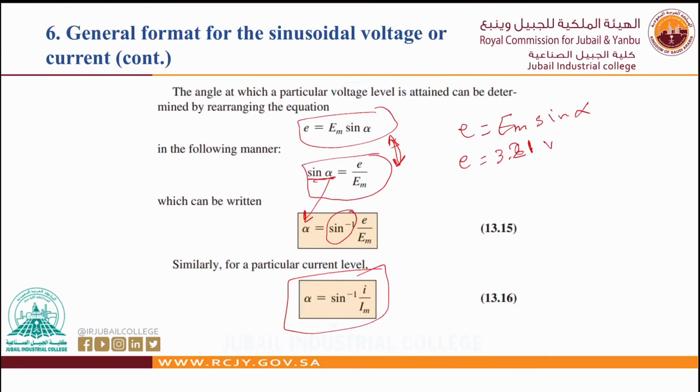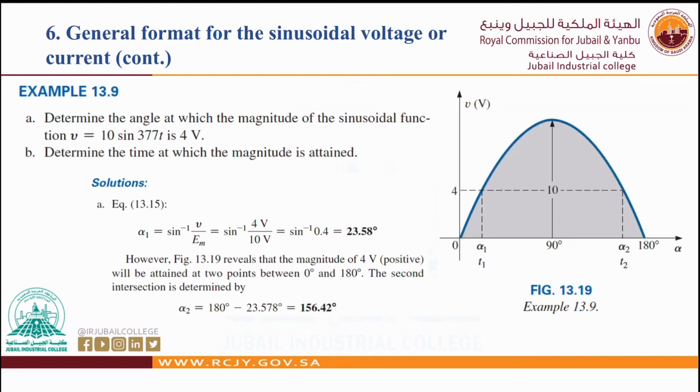Okay, but if I need the alpha, I should do it like this: alpha equals sine inverse of E over EM. Okay. Now, let us take an example.